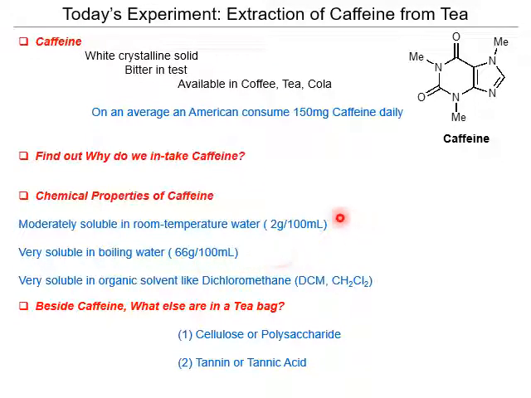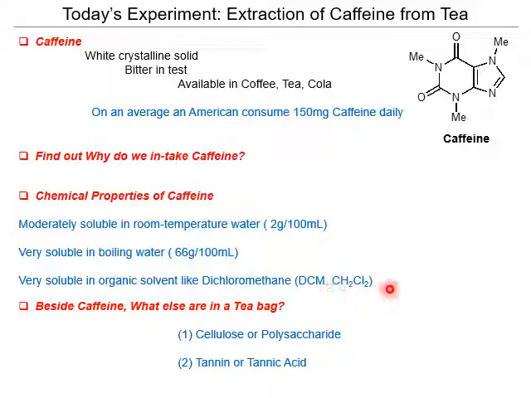But not just temperature affects the solubility of caffeine, but also the solvent. It is very soluble in an organic solvent like dichloromethane, which is a polar solvent. You can see the halogen here, chlorine.